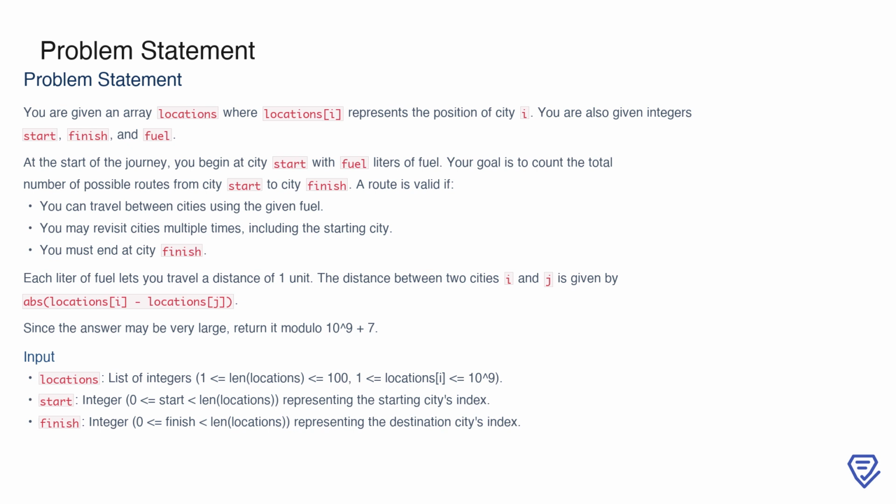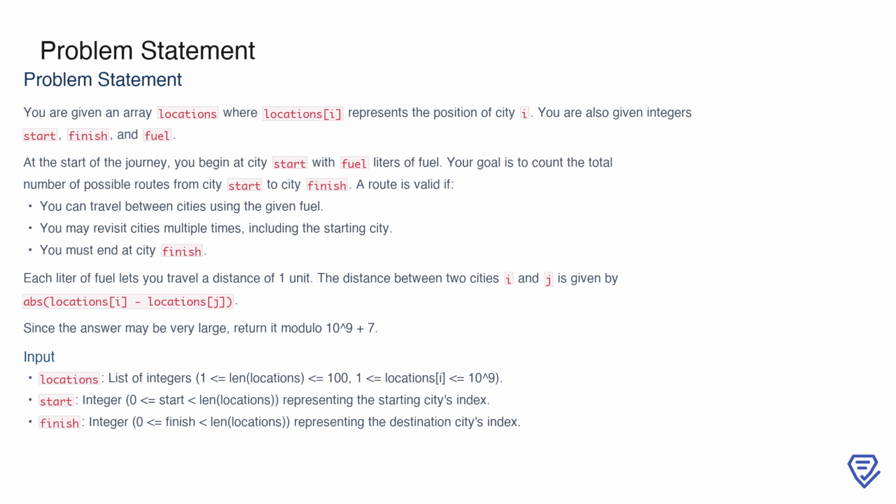A route is considered valid if you can travel between the cities using the available fuel, even if it involves revisiting cities multiple times, including the starting city. However, the route must ultimately end at the finish city. For every liter of fuel consumed, you can travel a distance of 1 unit, and the distance between two cities is calculated as the absolute difference of their positions.